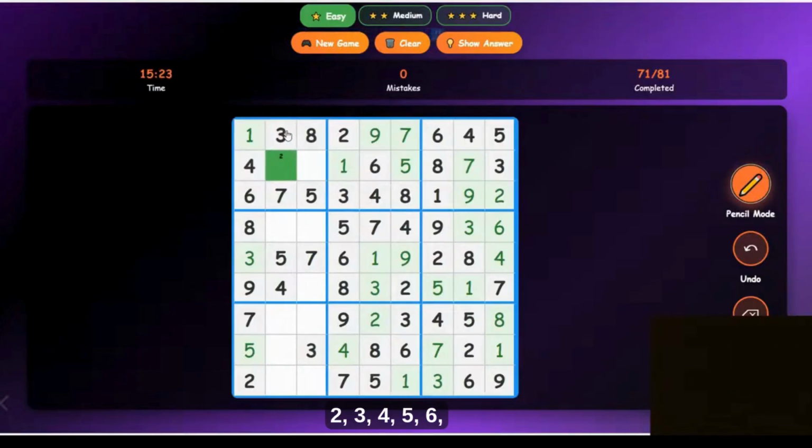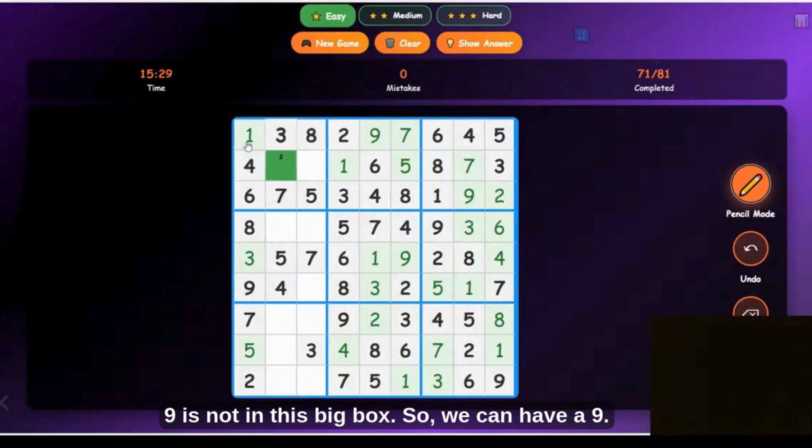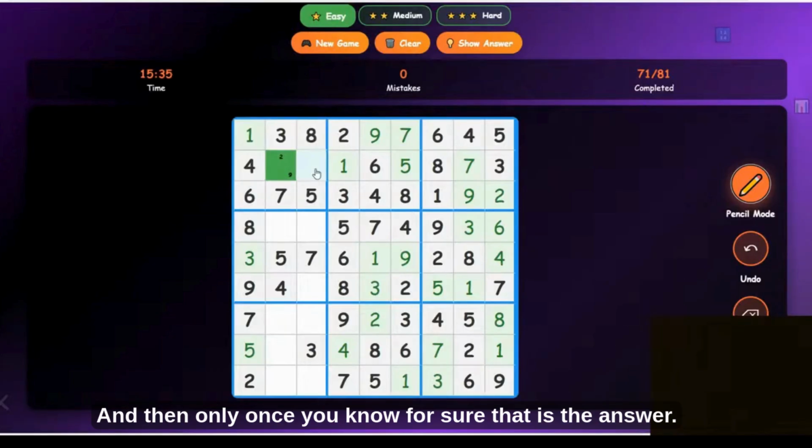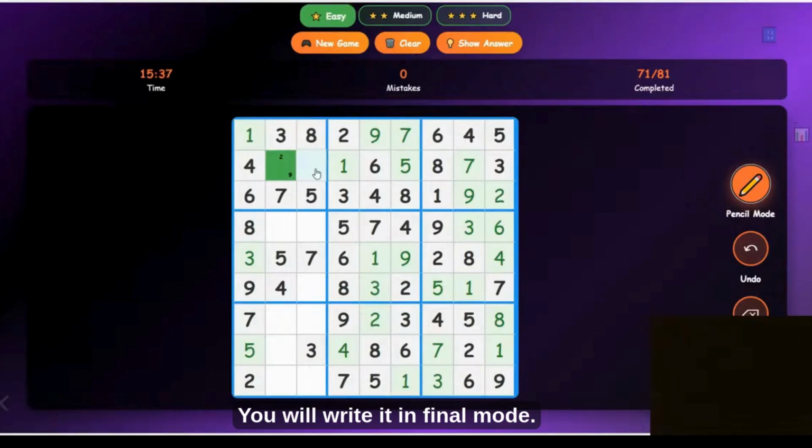2, 3, 4, 5, 6, 7, 8, and 9 is not there here. 9 is not there here. 9 is not in this big box. So we can have a 9. So till you check all the numbers, you write it in pencil, and then only once you know for sure that is the answer, you will write it in final mode, in pen mode. So let's look at this.